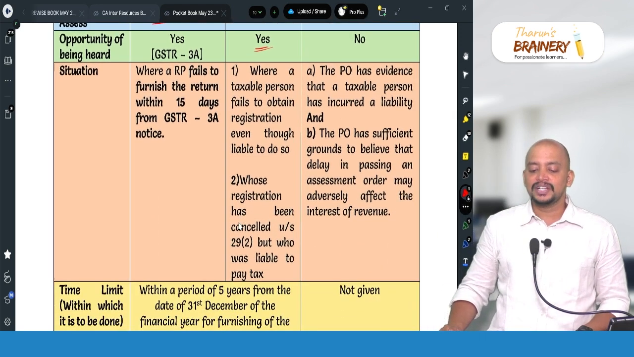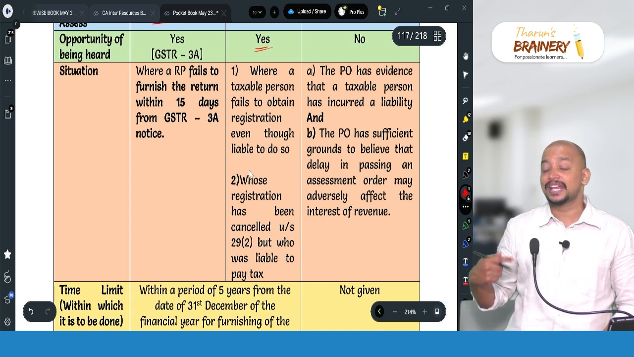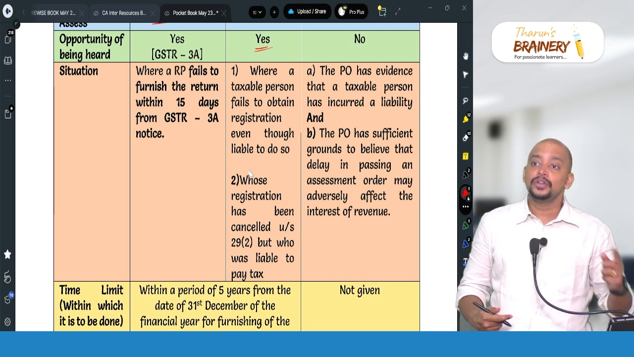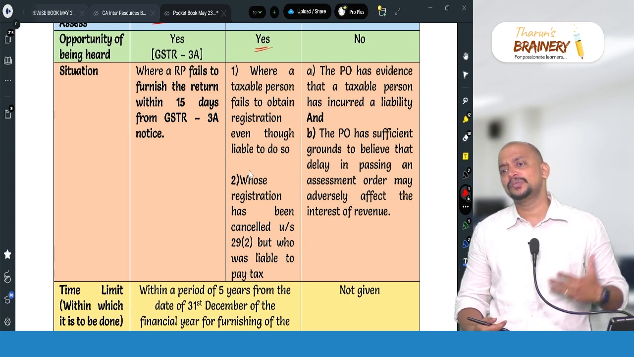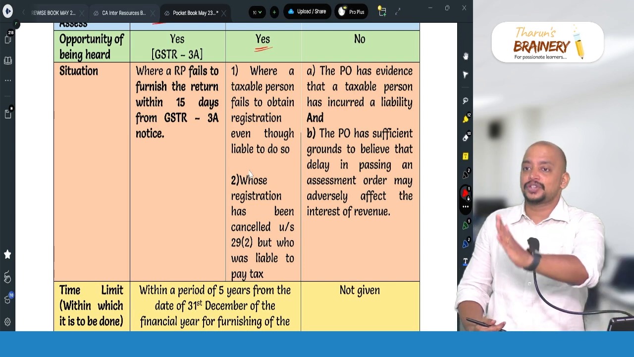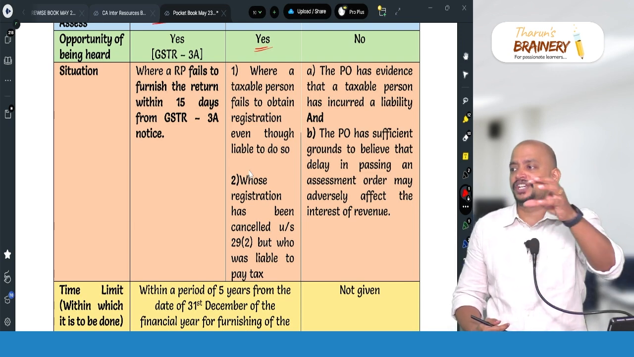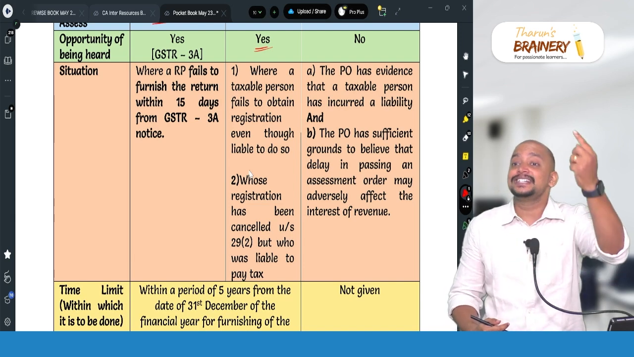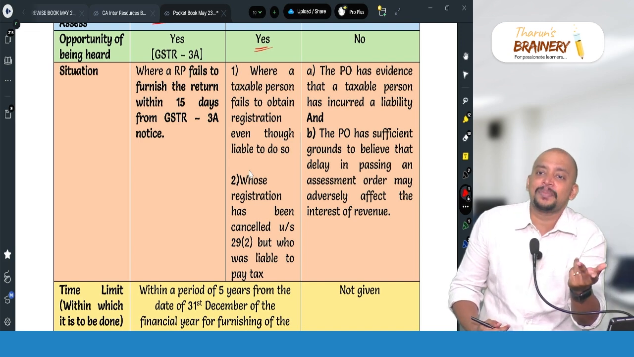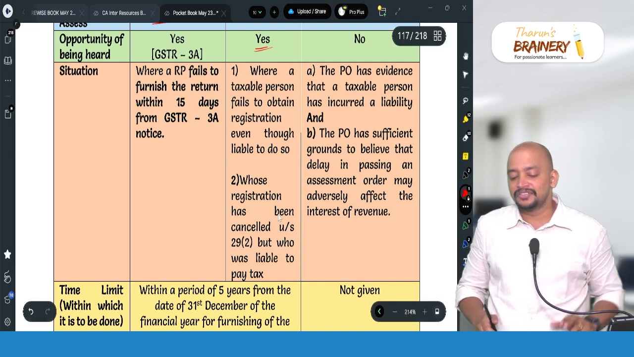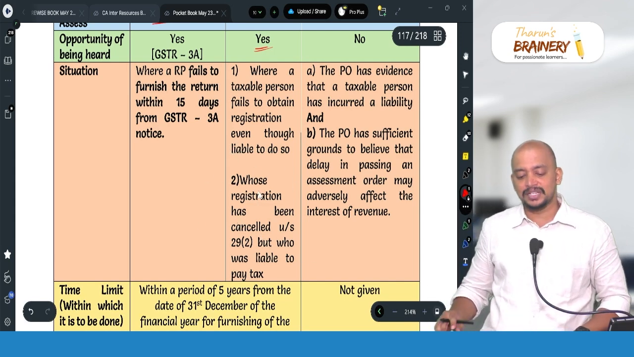So situation where a taxable person fails to obtain registration even though liable to do so, or registration has been cancelled under section 29, means what? Notice has been given for cancellation of registration, but he is liable to pay some taxes. Why is he liable to pay some taxes? Whenever there is a cancellation of registration, before the date of cancellation, whatever inputs are held in stock, inputs in WIP, inputs in FG and capital goods, ITC availed needs to be reversed. For reversal of that ITC, suppose you don't have that much balance in ITC, we have to pay. So if there is any tax payable by that person after cancellation of registration, to recover that they will pass a best judgment assessment order.